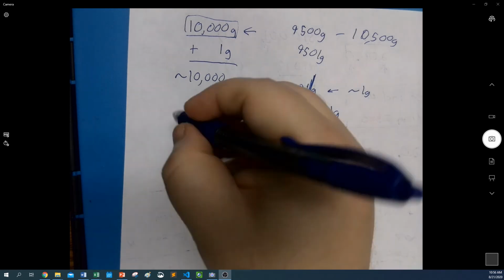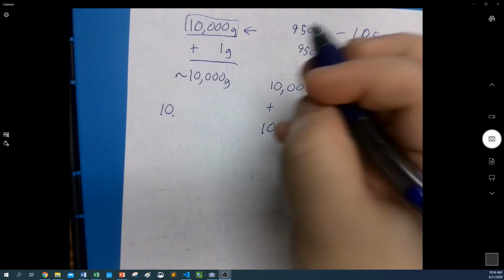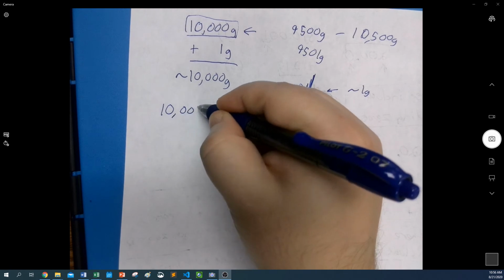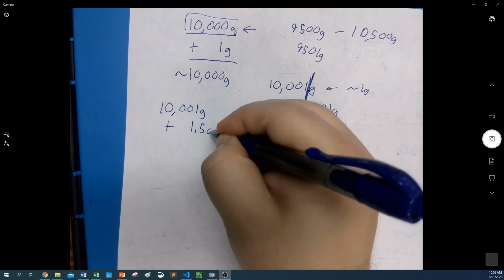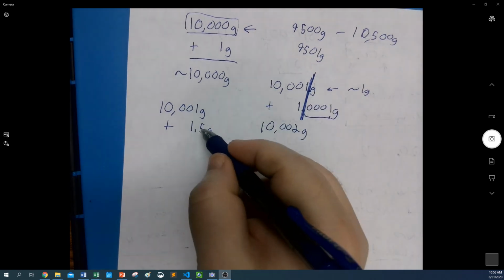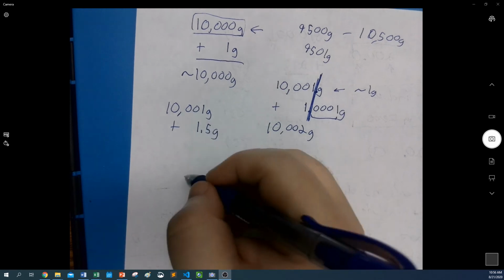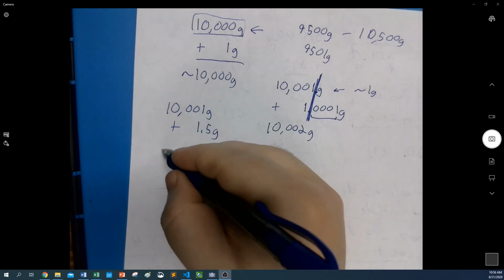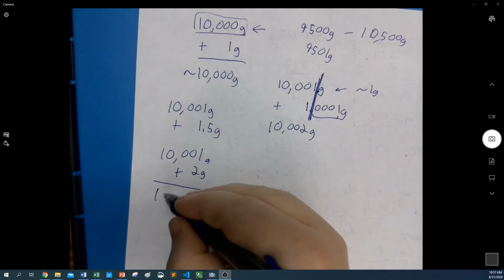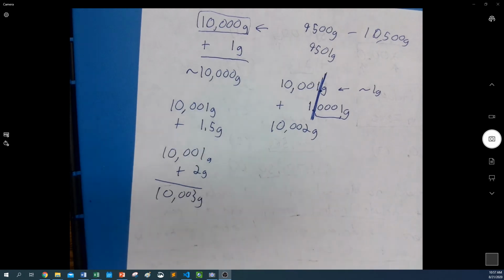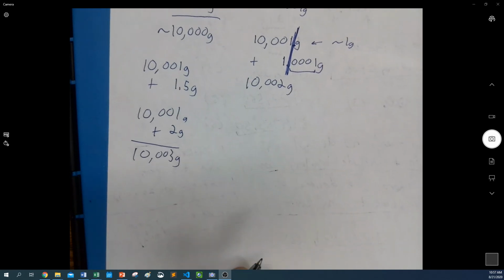So let me do another example. If you had 10,001 grams plus 1.5 grams, what you should do is round this to the same number of decimal places. So that would be 10,001 plus 2 grams, and that would be 3 grams. That's what you're supposed to do. Hopefully I didn't confuse y'all too much. Again, this is best done by practice and working on it.